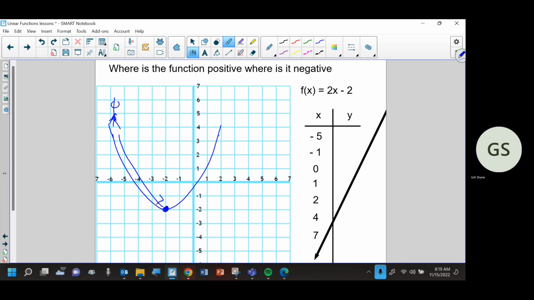Can't really do much else. I don't want to use the screen. If you are sliding down, the graph is decreasing. So wherever you're sliding down the graph, that is the decreasing section.